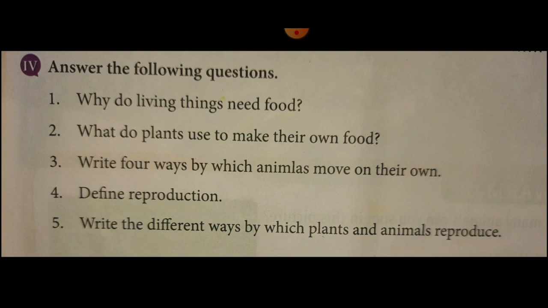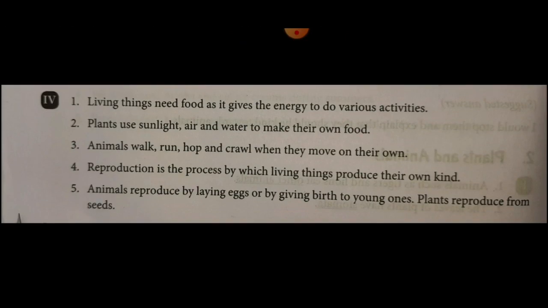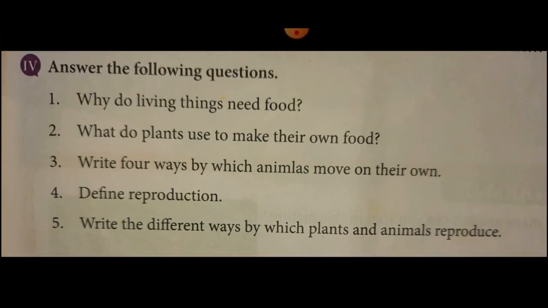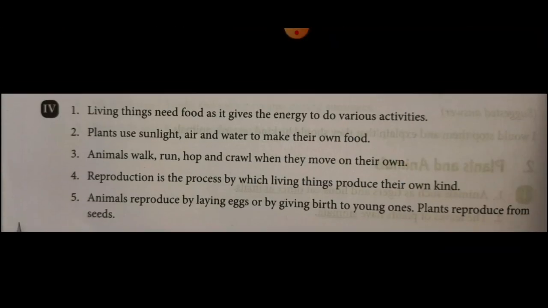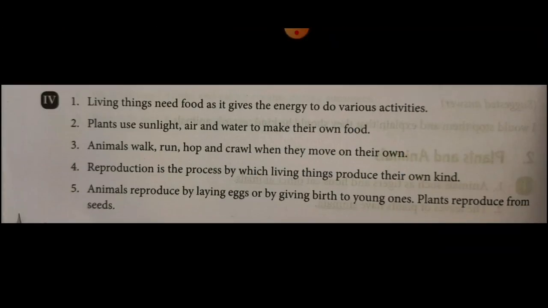Next, define reproduction. What is reproduction? That is the question. Reproduction is the process by which living things produce their own kind. That we explained in our class, okay? So that is called reproduction. Last question. Write the different ways by which plants and animals reproduce. Animals reproduce by laying eggs, by giving birth to young ones. Plants reproduce from seeds. Okay.